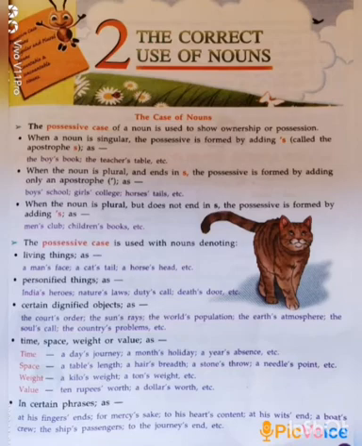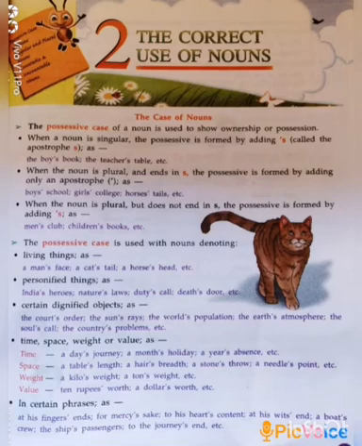When the noun is plural and ends in s, the possessive is formed by adding only an apostrophe. Here look at the symbol apostrophe. In the case of singular, it is denoted by boy, then apostrophe s. Then in the case of plural, boys, apostrophe. Then girls' college, girls' school, horses' tail.